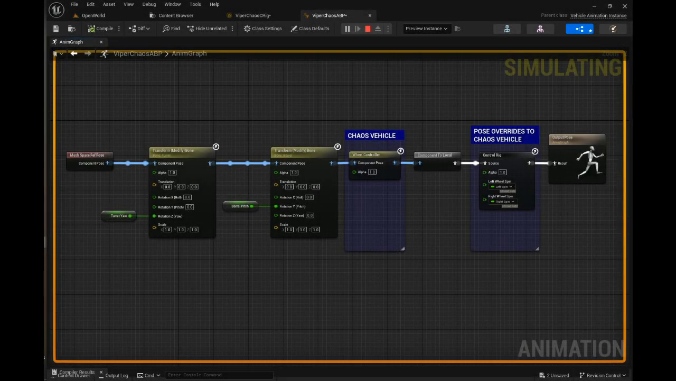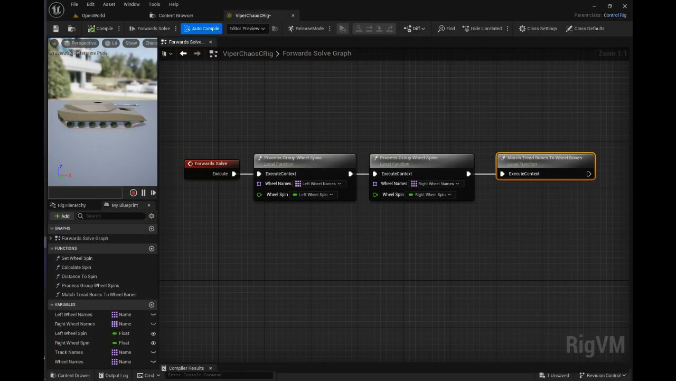In the animation graph, you'll see wheel controller, and that's what the Chaos Vehicle component uses to spin the wheel, to animate the wheel, and also animate the position of the wheel. We then use a control rig to do all of our animation overrides. Specifically, we want to do two things. We want to adjust the spin of the wheels to not follow the engine torque, but follow the track instead. And we also want to keep the track snug up against the bottom of the wheel.